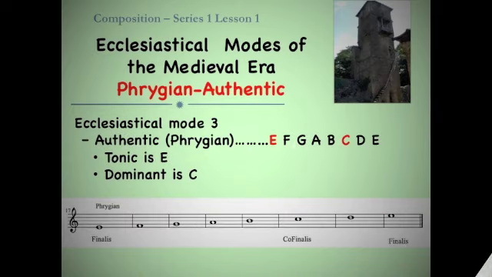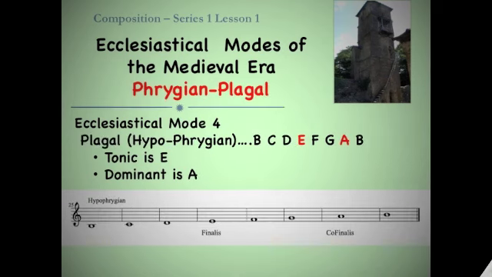Modes 3 and 4. These are the two versions of the Phrygian mode. Mode 3 is the authentic version, and the notes in the authentic Phrygian mode are E, F, G, A, B, C, D, and E. Tonic is E, dominant is C. The plagal version of this is called the Hypophrygian, and its notes are B, C, D, E, F, G, A, B. The tonic is E, the dominant is A.